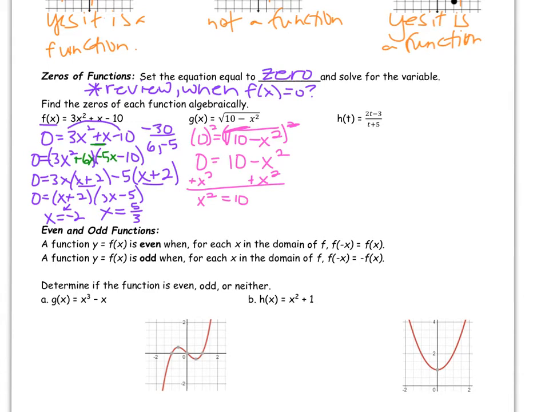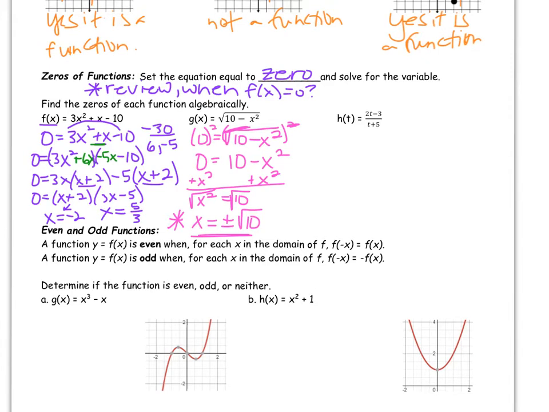And now we have to square root that to get x by itself. Remember here, when you square root something, you put a plus and minus out in front to indicate there are two possible solutions. And 10 doesn't simplify. Therefore, the two solutions that make this function 0 would be positive and negative square root 10.